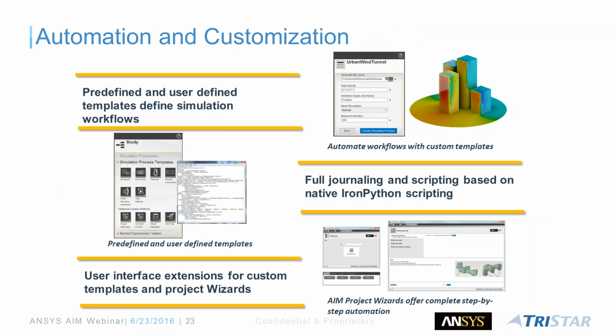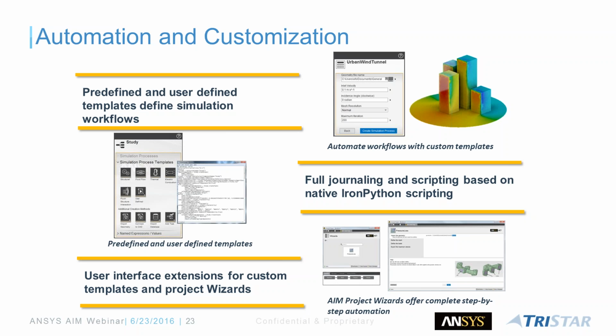Now, what we talked about so far was the out-of-the-box templates and the out-of-the-box process templates. But you can further automate using the customization tools. That's, again, something you can do with some scripting. It's pretty straightforward. If you have done this before with the other flagship products, you may have heard of ANSYS ACT, which allows you to create extensions on the flagship products.